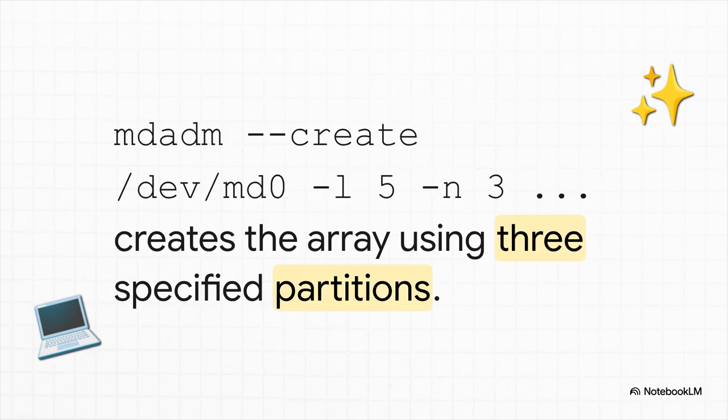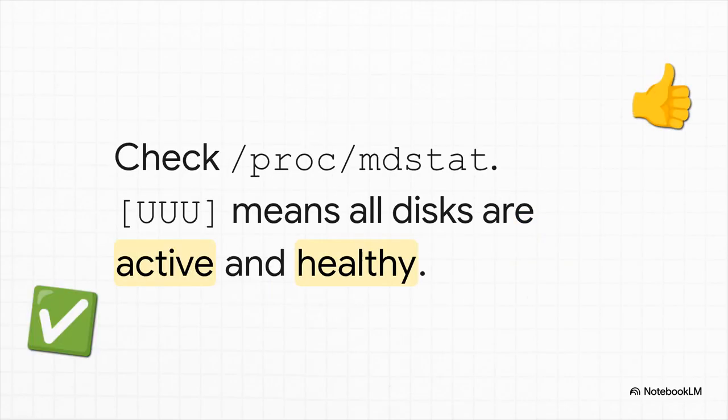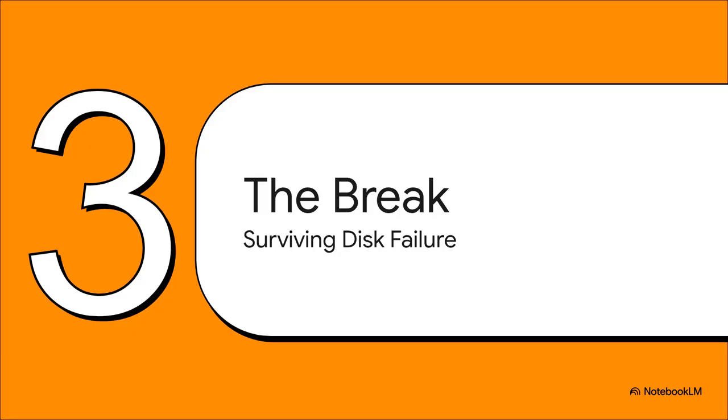See, it's surprisingly straightforward. As soon as you run that command, the first thing you should do is check its status with cat /proc/mdstat. And what you're looking for is this. UUU. That's your all systems go signal. Each U stands for up, meaning all 3 of your disks are active, they're synced, and the array is perfectly healthy.